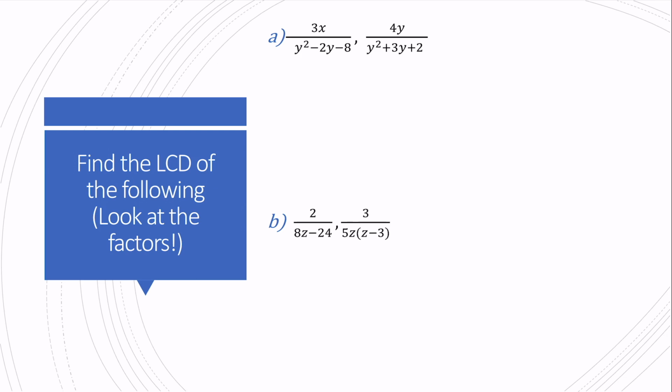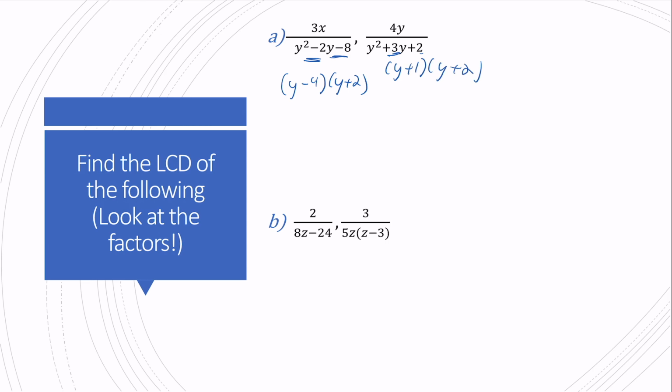Let's practice finding the LCD of some more examples. So here I have 3x over y squared minus 2y minus 8, and 4y over y squared plus 3y plus 2. I need to find the factors of these denominators, which means I need to factor them. Y squared minus 2y minus 8, I think, what are the factors of negative 8 that add up to negative 2? Well, that's negative 4 and positive 2. Y squared plus 3y plus 2, I think, okay, what are the factors of positive 2 that add up to 3? Well, that's going to be y plus 1 times y plus 2.